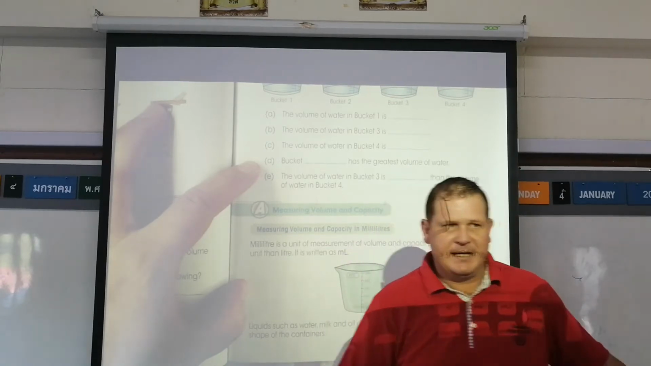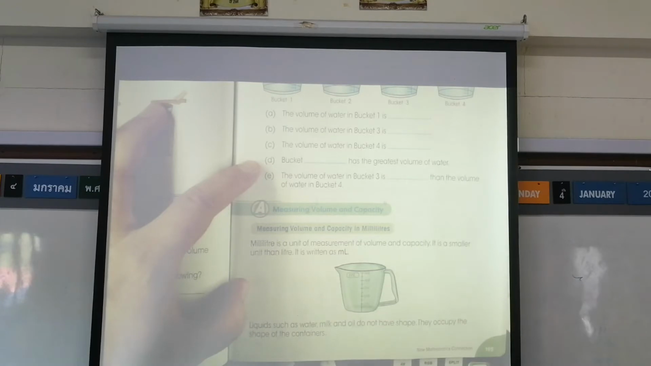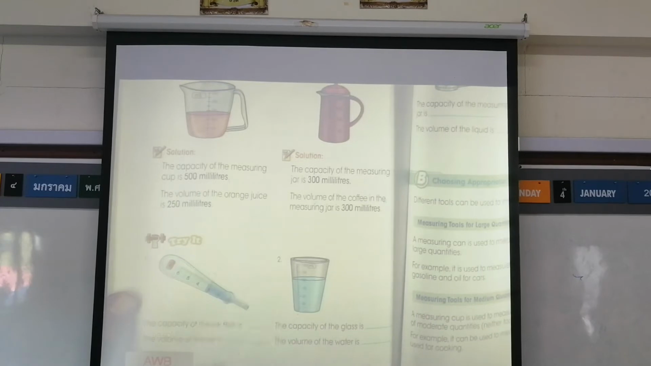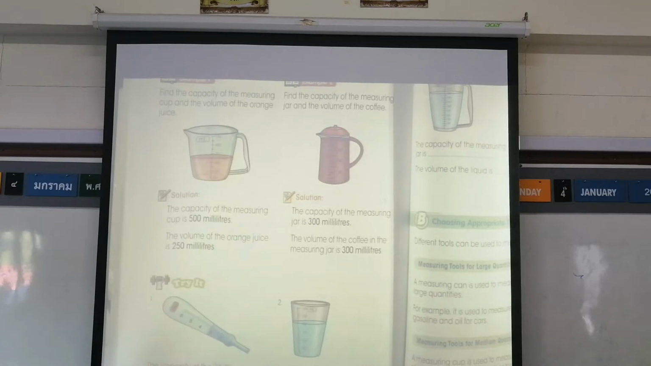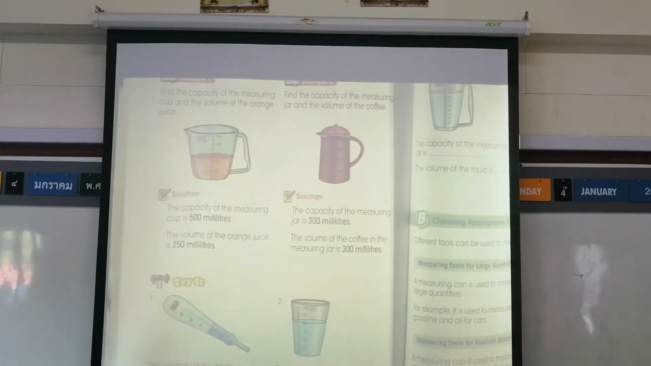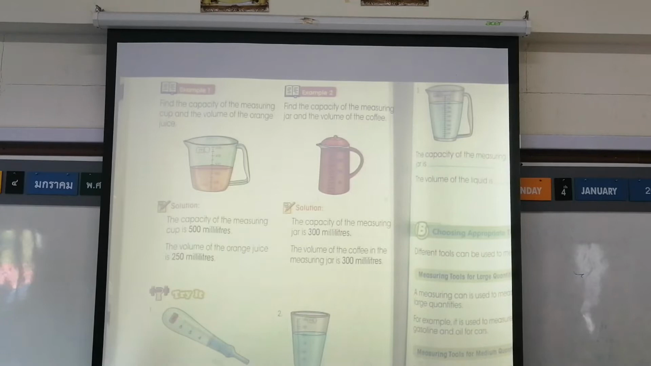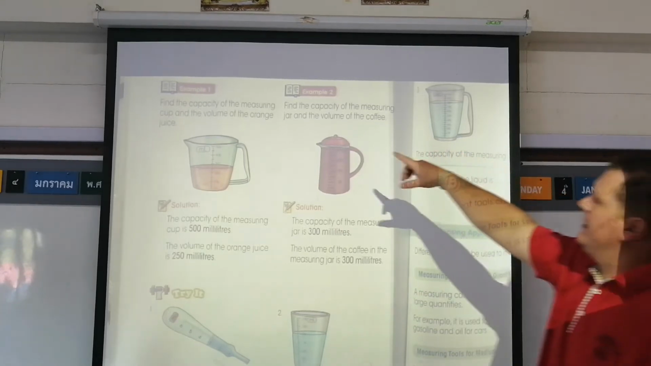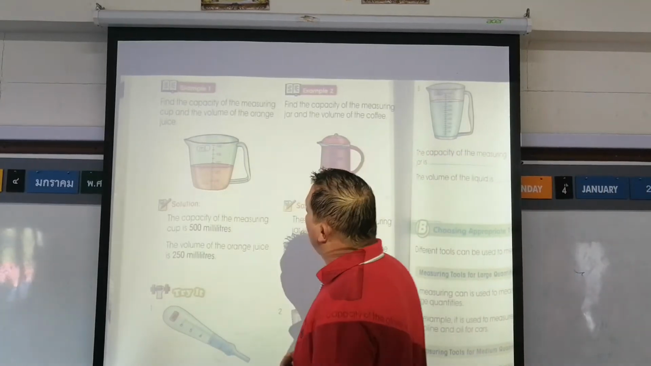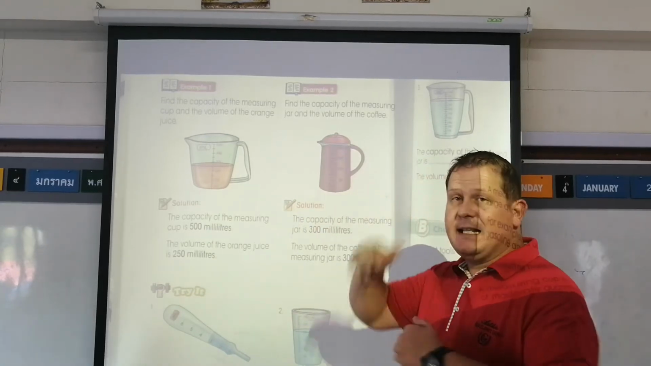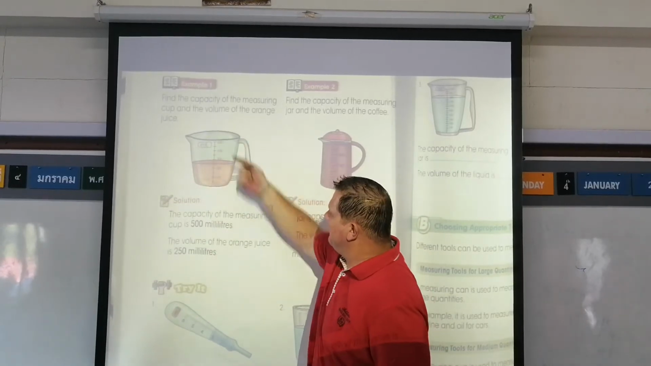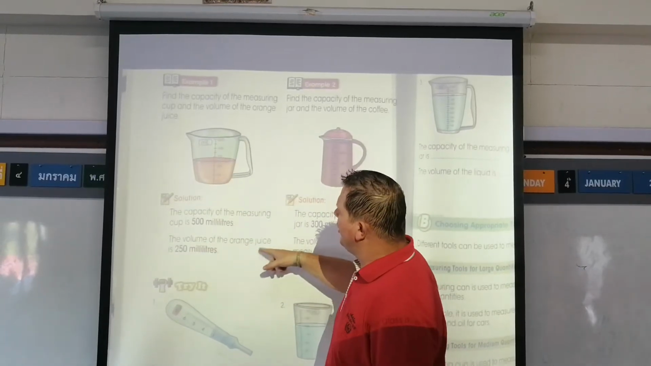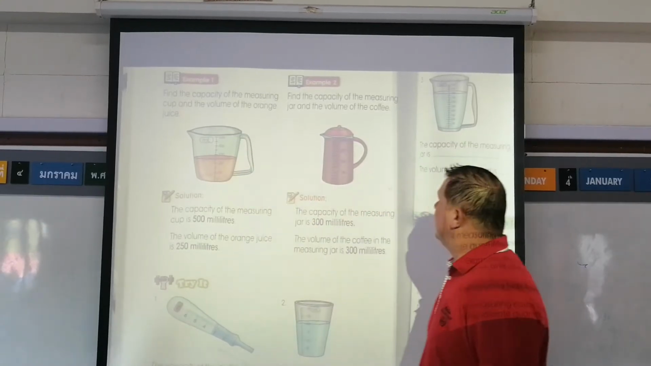Alright, let's go to the next page. Find the capacity of the measuring cup and the volume of the orange juice. Capacity, how much? The capacity of the measuring cup is 500 milliliters. The volume of the orange juice is 250 milliliters.